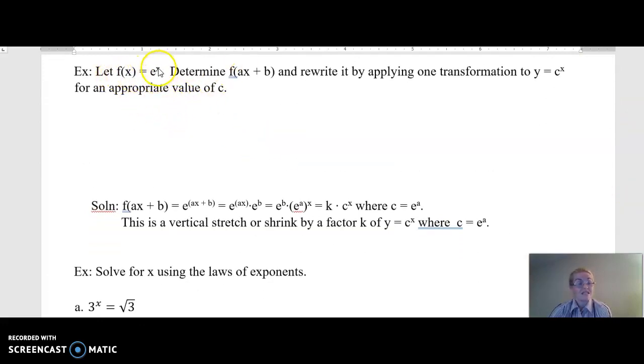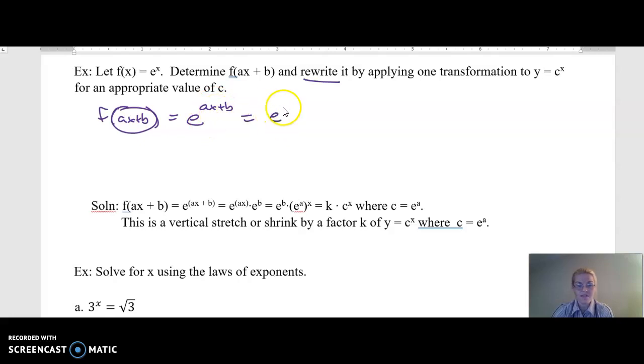Let f of x be e to the x. Determine f of ax plus b. Okay, so first of all, we can do this, right? f of ax plus b is going to be e to the ax plus b. All right, and rewrite it by applying one transformation to y equals c to the x for an appropriate value of c. So how can I rewrite this so I've got some transformation of c to the x?